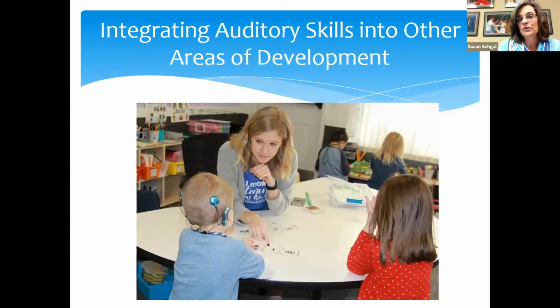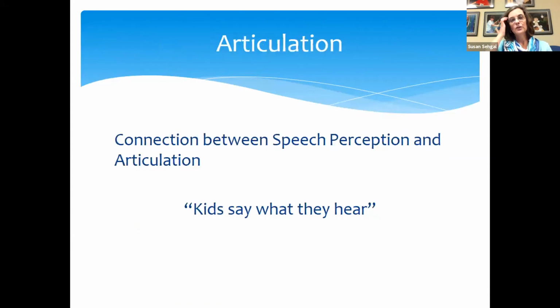So integrating auditory skills, we can also integrate them into other areas of development. Just to give you some examples, when we're looking at a child's articulation, we know that there's a connection between their speech production and their speech perception skills. Children's speech production, often what they say is what they hear. So when I'm looking at the types of errors that they are making, I can tell what they are hearing through their hearing aids and cochlear implants.